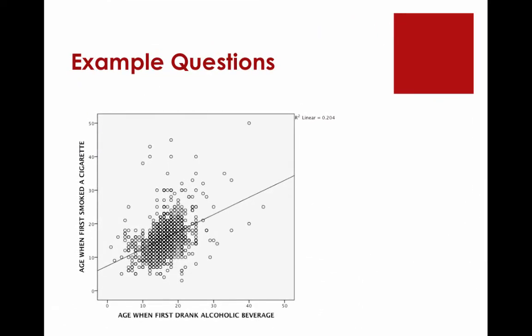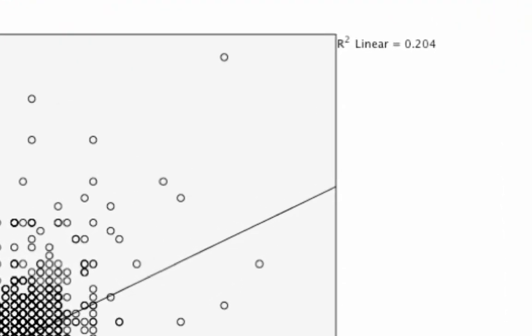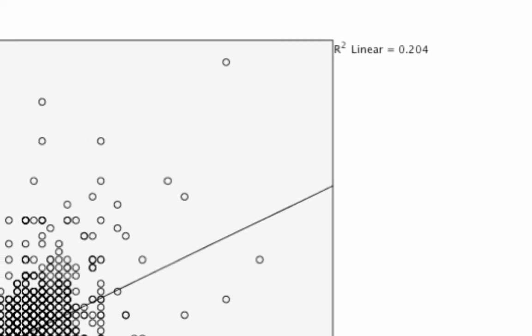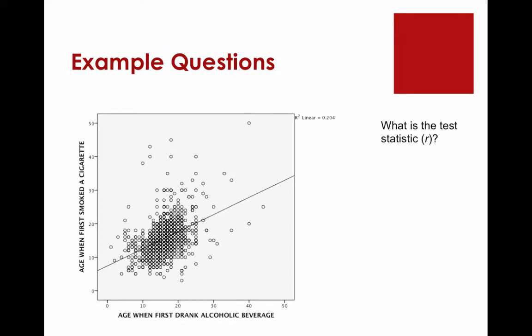Here's a sample question. Here are two variables again. Take a look here. R squared linear equals 0.204. Notice this number? So first question, what is the test statistic, little r? Well, how do we do that? We have big R squared here. So how do we get back to little r? Well, we could simply do this. So plug and chug. What do you get? It should match up to what we started with in the previous slide.